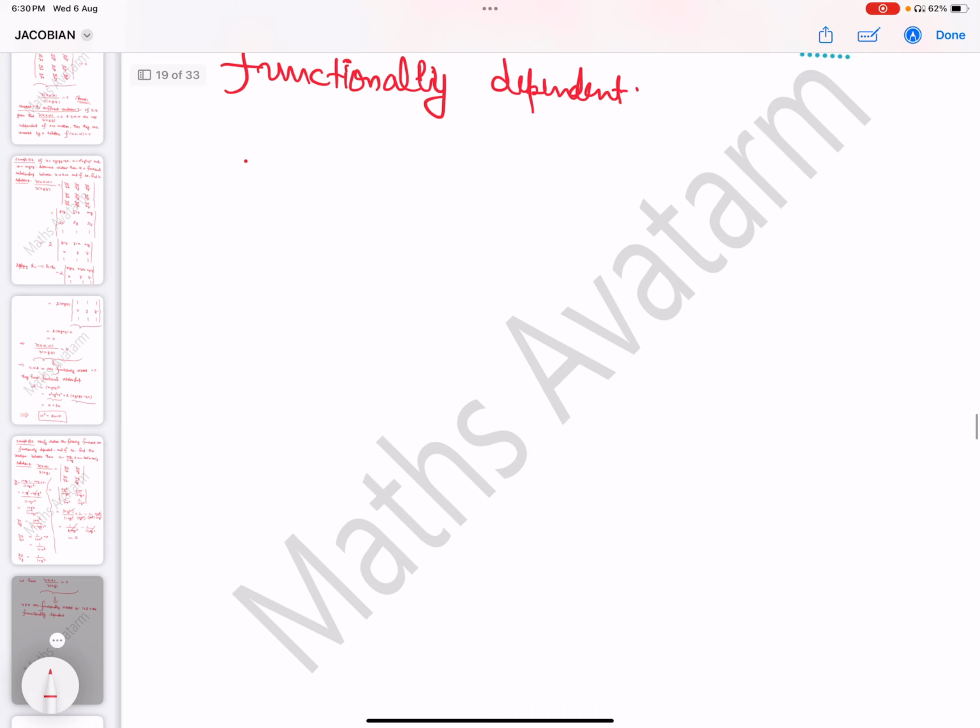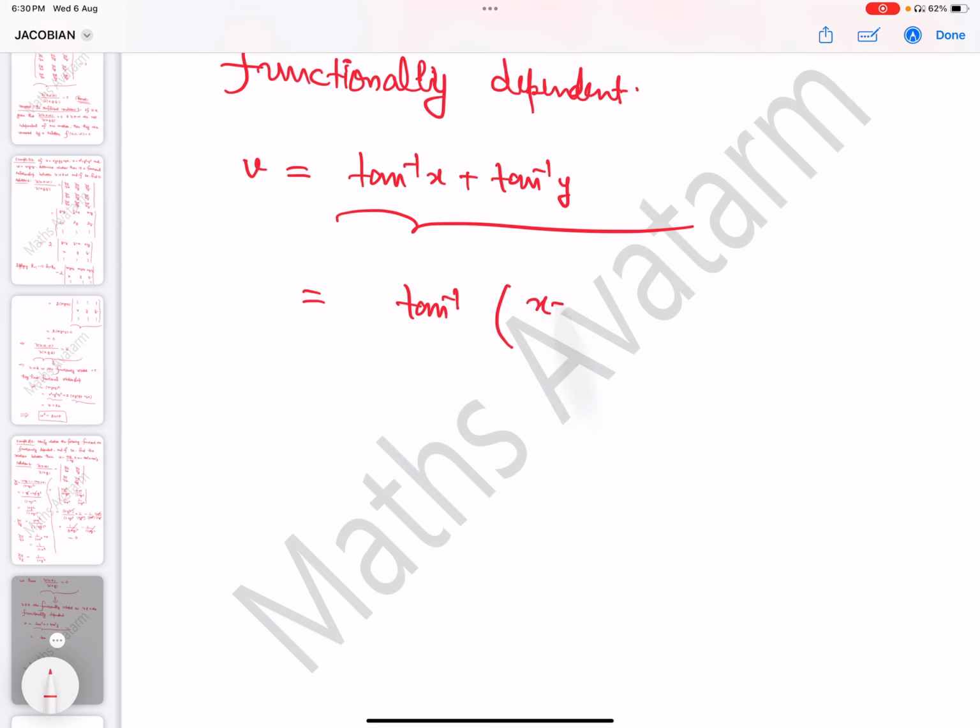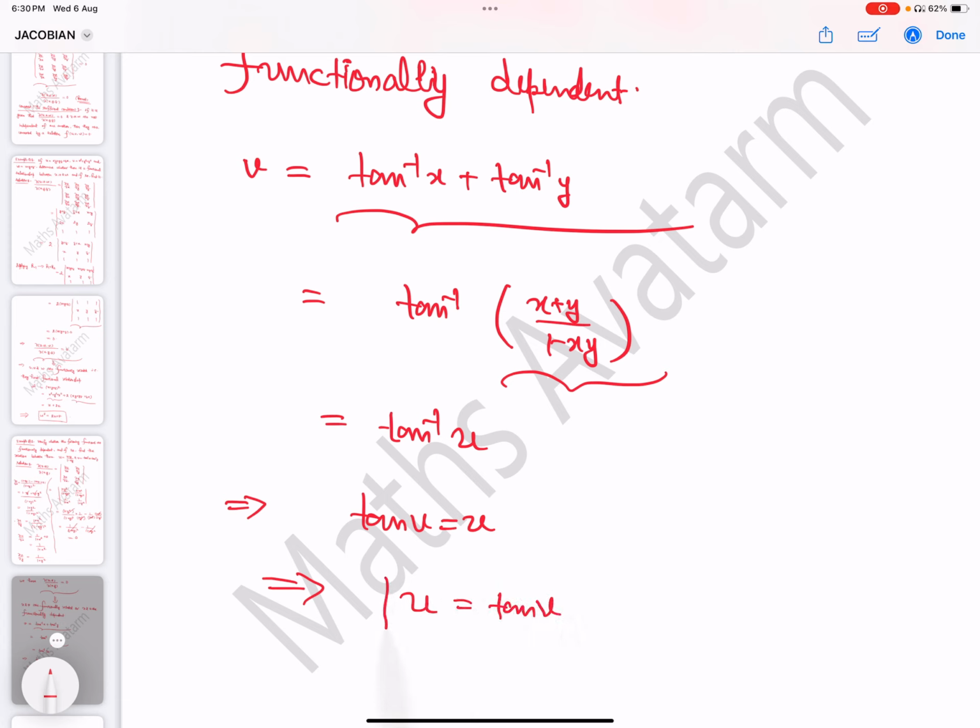Now what is v? v is nothing but tan inverse. We have to find the relation between u and v. What is the formula of this tan inverse? That is nothing but tan inverse of x plus y upon 1 minus xy. And now you see what is the value of the inside thing? That is the value of u. So we put the value. So tan v is equal to u. It means u is equal to tan v. So this is the relation.